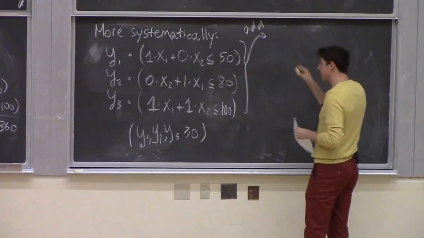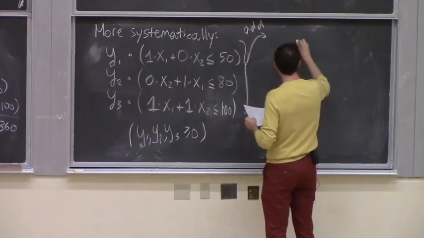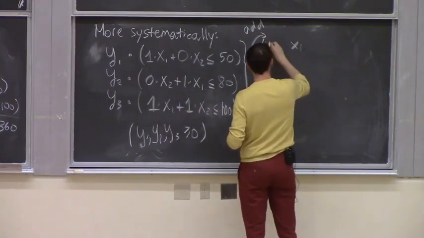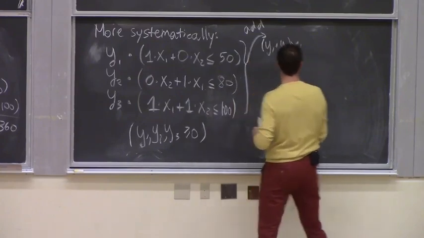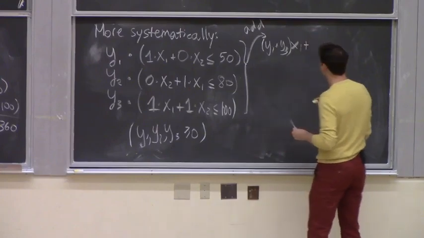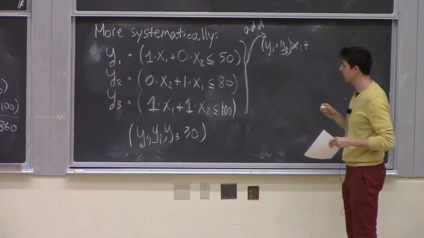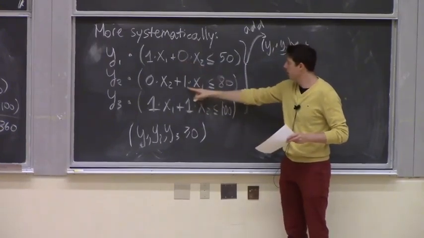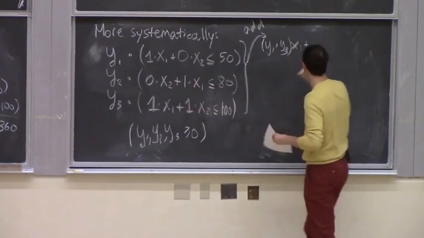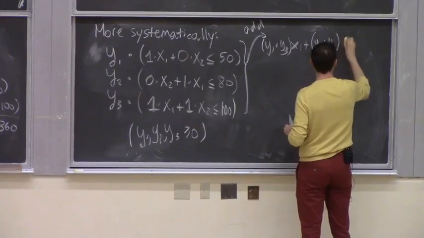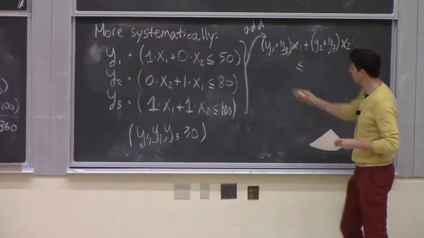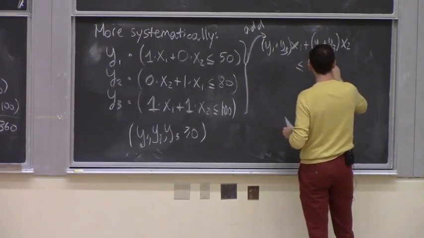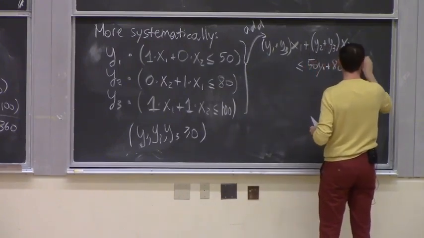So under that assumption, if I add them up, what is the coefficient of x1 that I will get? y1 plus y3. Excellent. So here I can write y1 plus y3 times x1. Plus, what is the coefficient of x2? Right, because y1 doesn't participate, you multiply y1 times 0, so it goes away. Here I have a contribution of y2, and here a contribution of y3. So I have plus y2 plus y3 times x2. And it is at most what? What do I get on the right-hand side? I get 50 y1 plus 80 y2 plus 100 y3.